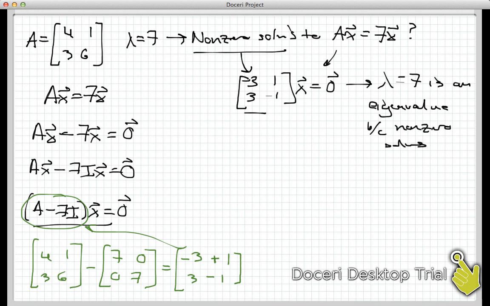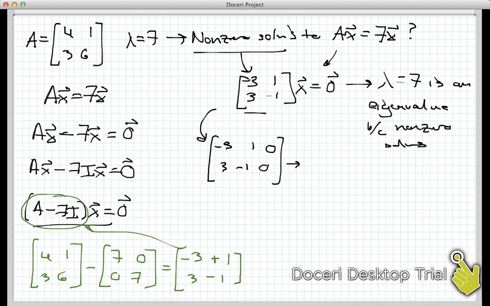And the reason I know that is because the columns of this matrix are linearly dependent. Now let's push it ahead a little bit farther and find an eigenvector that corresponds to that eigenvalue. And to do that, we're going to need to get the general solution for this system. So let's write out the augmented matrix, negative 3, 1, 3, minus 1, and I augment with 0, 0.